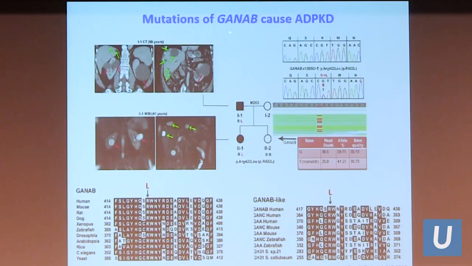So the first positive outcome of that was the identification of GANAB as a cause of ADPKD. You can see this is just a missense change in this case. The disease is some cysts in the liver here, and some but fairly mild cystic disease in the kidney in two different individuals in this family.